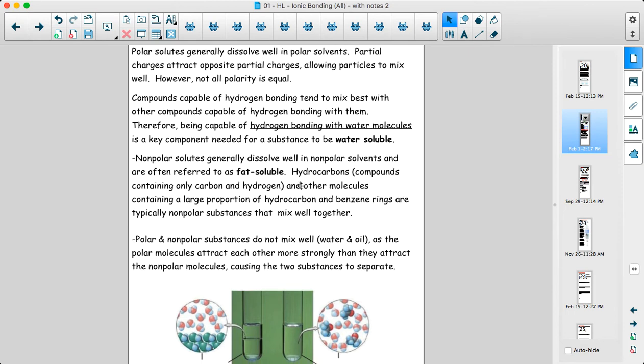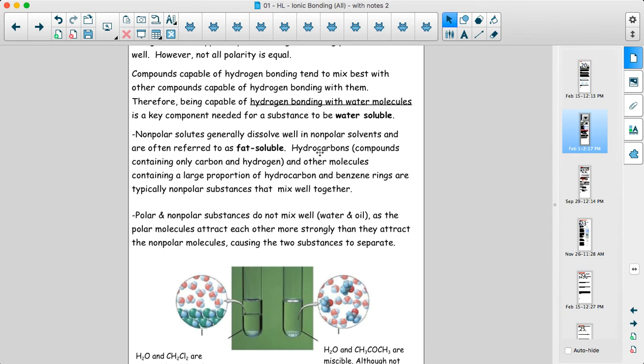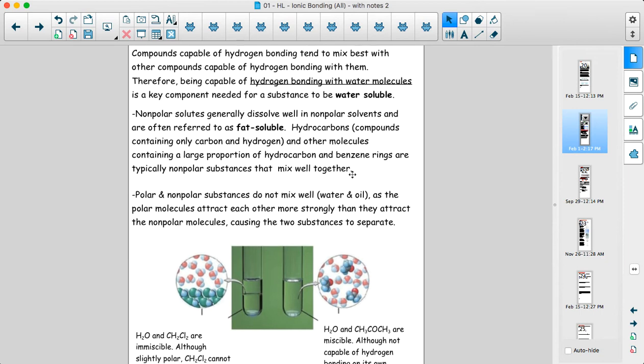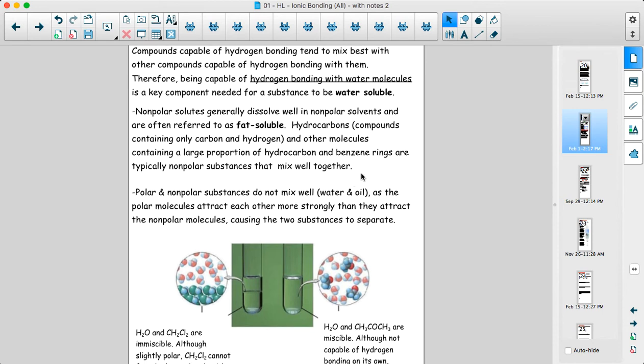Things that are going to be fat soluble or nonpolar soluble tend to be things that are mostly hydrocarbon, things like benzene or hexanes, things that mostly are just C and H, because they're extremely nonpolar. They won't mix well with water, but they will mix well with one another.